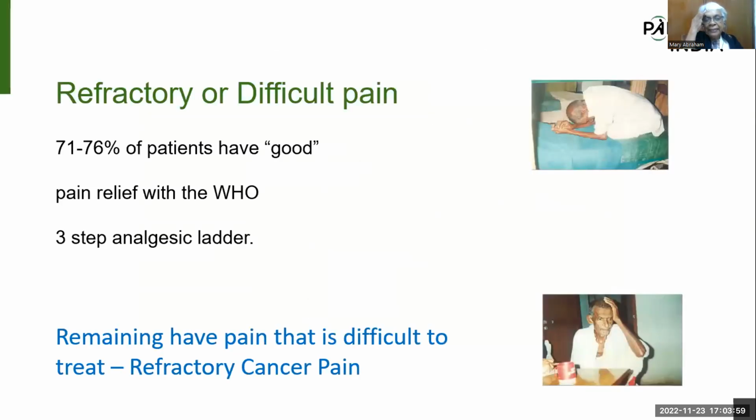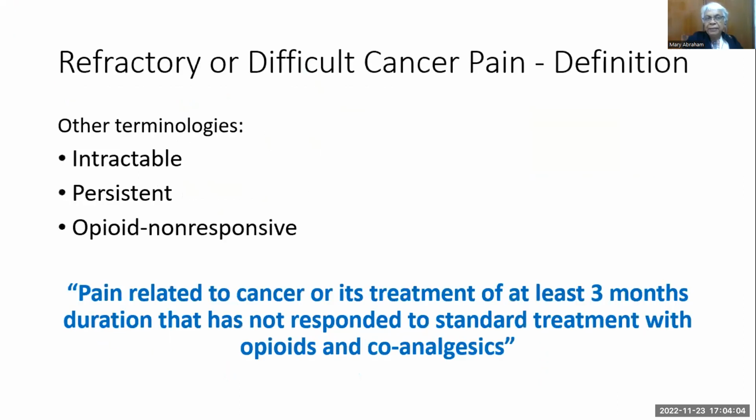This is what is called refractory pain or difficult pain. The other terminologies are persistent pain or opioid non-responsive pain. The definition is pain related to cancer or its treatment, of at least 3 months or more duration, that has not responded to standard treatment with opioids and co-analgesics.